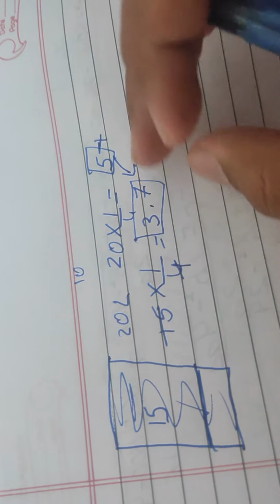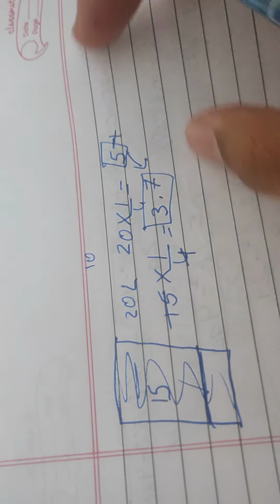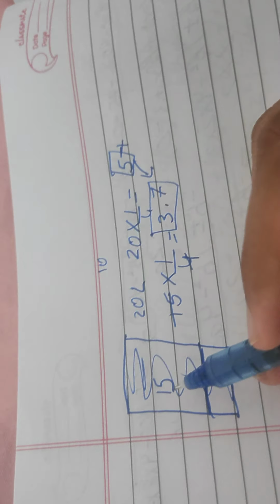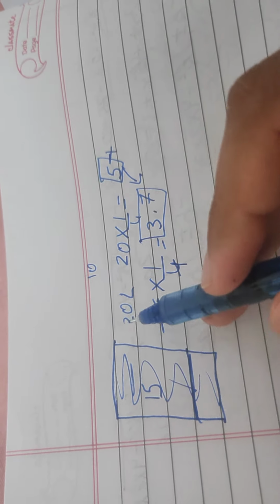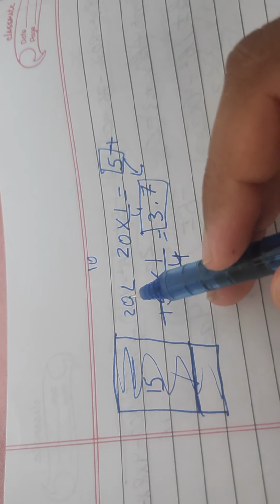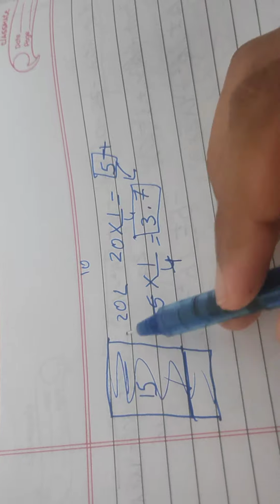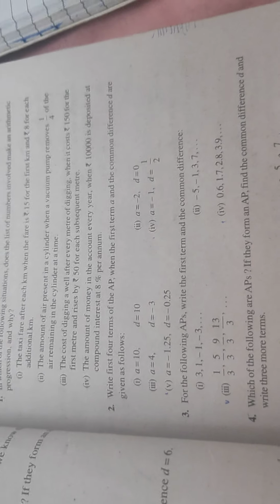Because the same pattern keeps on going, but here the pattern keeps on changing because the amount of gas left each time is less and less, and the ratio of gas removed is in accordance to the gas left inside the cylinder. Okay, so this is how you can identify whether it is an arithmetic progression or not.